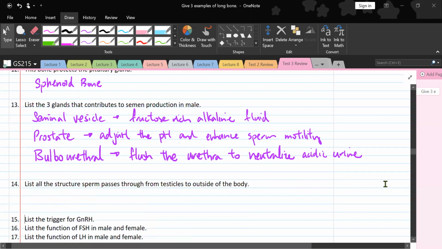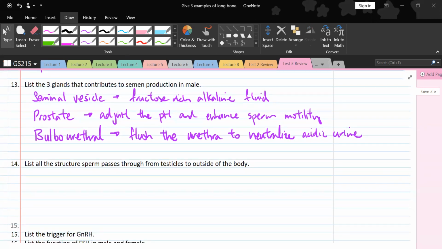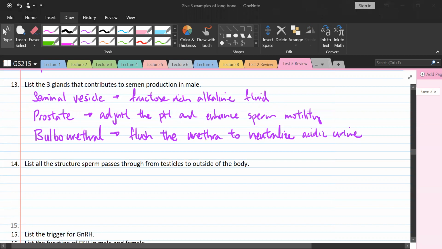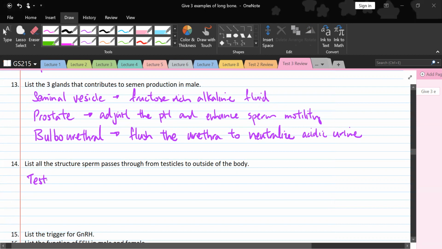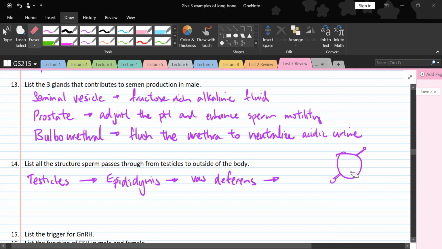Okay, list all the structures sperm passes through from the testicle all the way until it comes out. All right, sure. So starting at the testicle, it will go through the epididymis, which would then go to the vas deferens. The vas deferens will then go through the prostate gland. Think of the prostate gland as an orange, and then you stick a straw through the orange. That's pretty much what it's like.